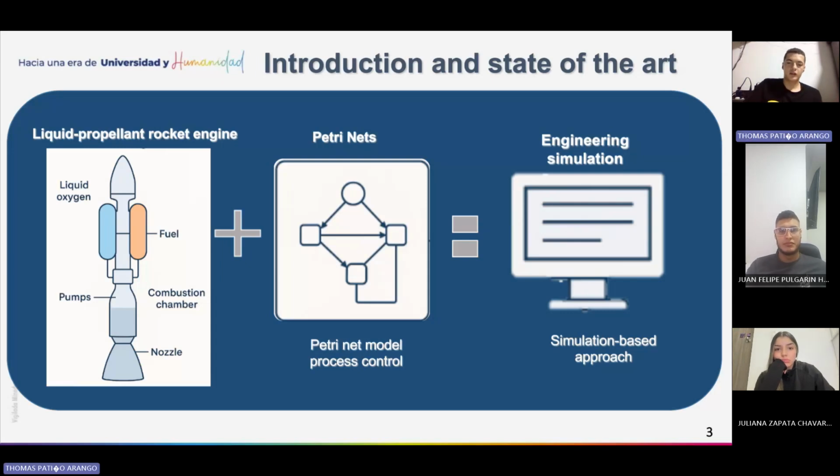For the state of the art, in this case, the Petri net is simulated on a computer to see how each part of the system reacts over time. The simulation helps check the timing, synchronization, and use of resources like fuel and sensors.